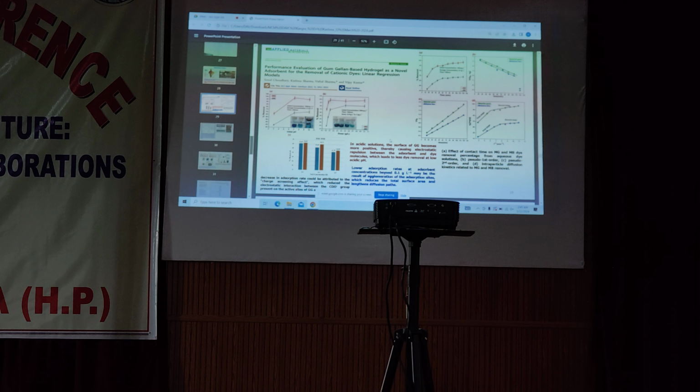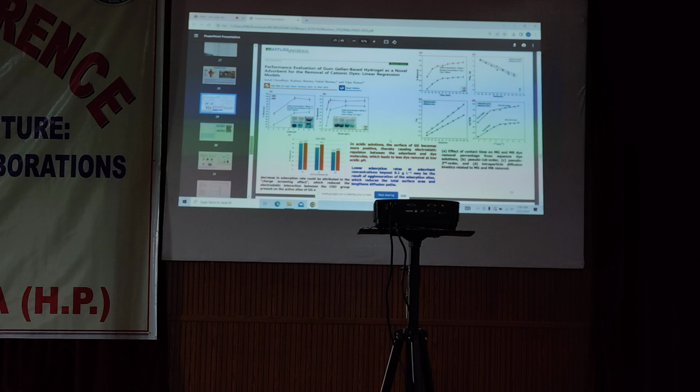Initially in the first work we chose guar gum, and in this study we employed it for the removal of methylene blue and malachite blue. We observed that at very low pH it is less effective, but as the pH is raised, it turns out to be a very good material for absorption.